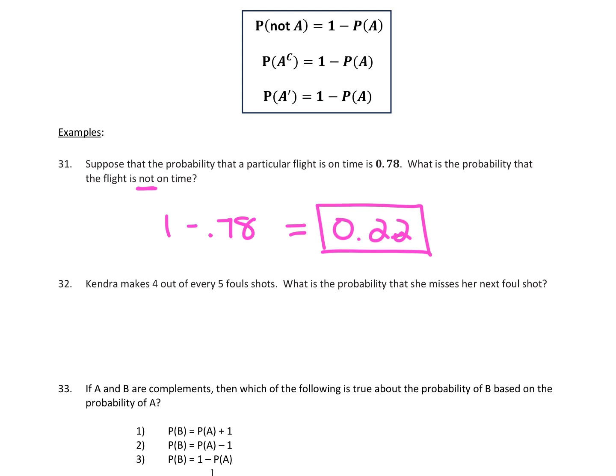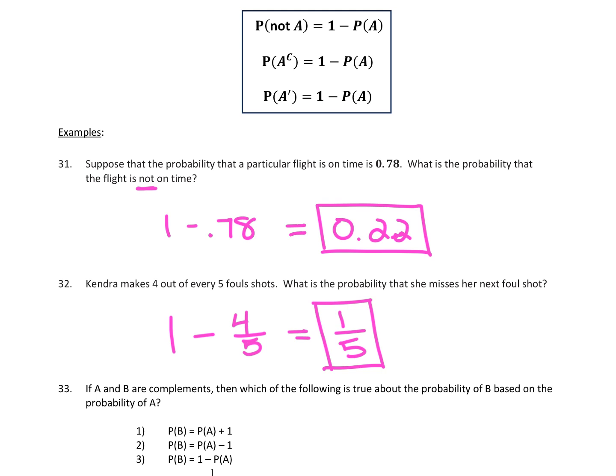That's up to you. Okay, number 32. So Kendra makes 4 out of every 5 foul shots. So basically, the probability she makes a foul shot is 4/5, right? 4 out of 5. What is the probability that she misses her next foul shot? So basically, what is the probability that she does not make the next foul shot? Okay, so let's take 1 whole and subtract out the probability that she does make it. Okay, so 1 minus 4/5. So 5/5 minus 4/5 would be 1/5. So the probability that she does not make the next foul shot, or that she misses the next foul shot, would be 1 out of 5.